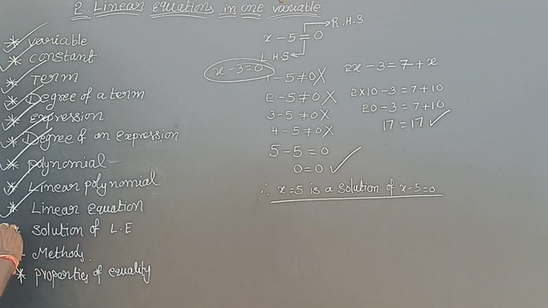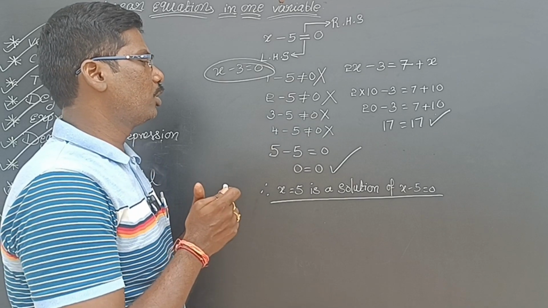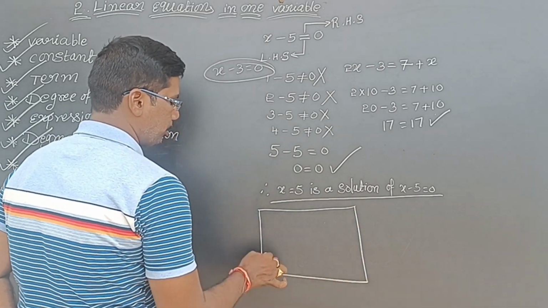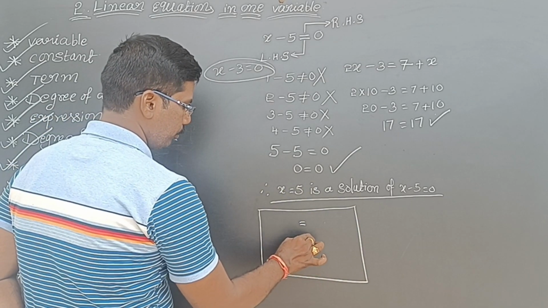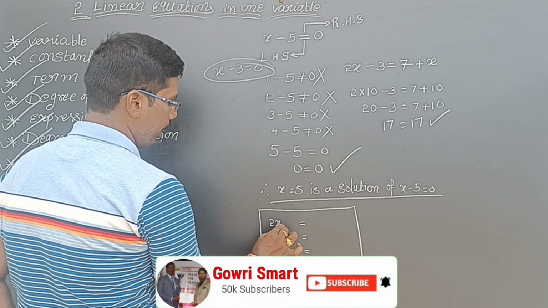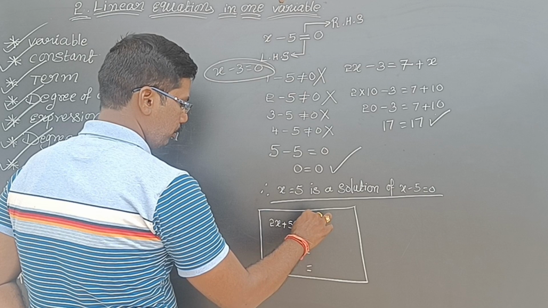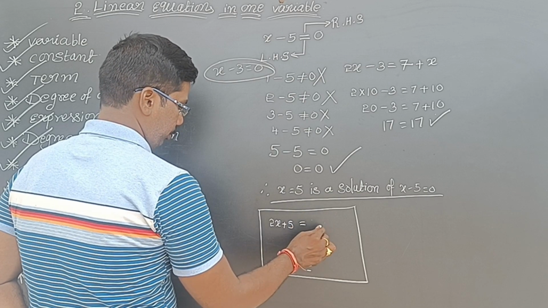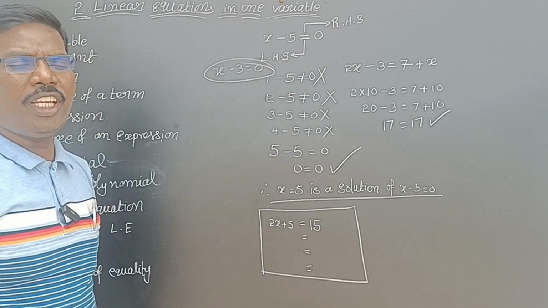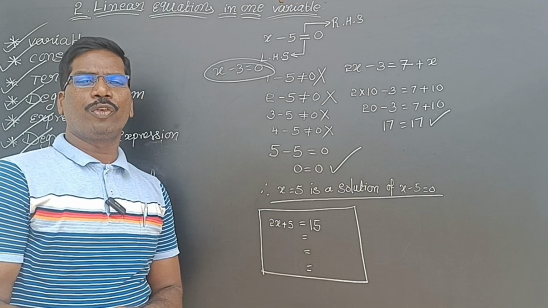Now we'll see the methods. What are the methods for finding the solution of a linear equation in one variable? Now see here, only 4 methods are there, 4 steps we can say. For everything I will take only one value. So 2x plus 5 is equal to 15. This is the linear equation in one variable.